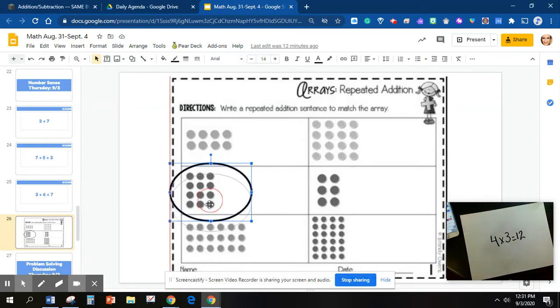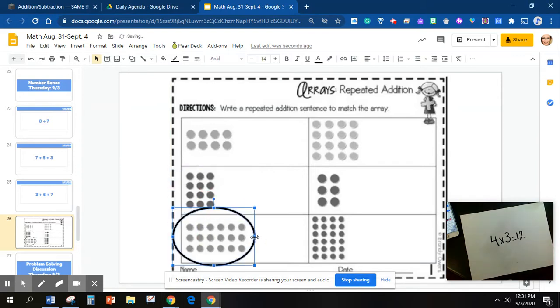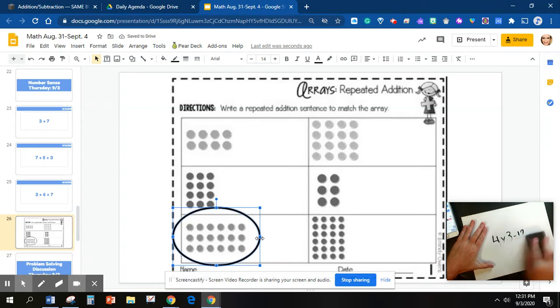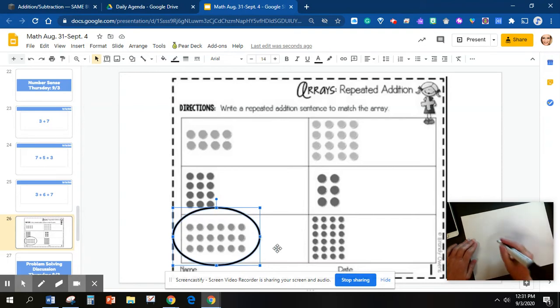Now I would like for you to pause the video and look at the next one and write it on your board. What did you get? There are 1, 2, 3 rows, and there are 1, 2, 3, 4, 5, 6 in each row. 3 groups of 6 would be how many?